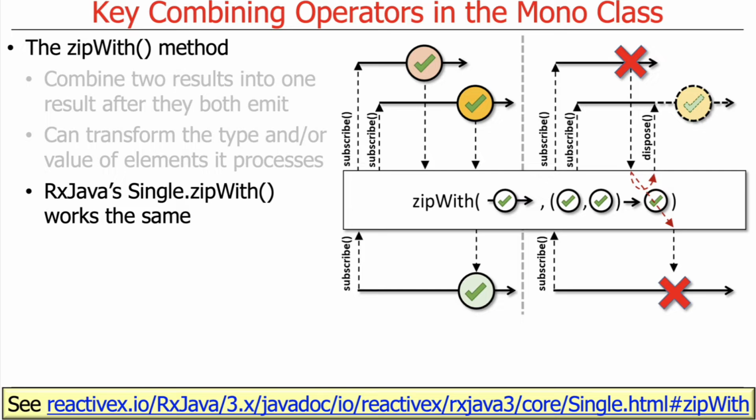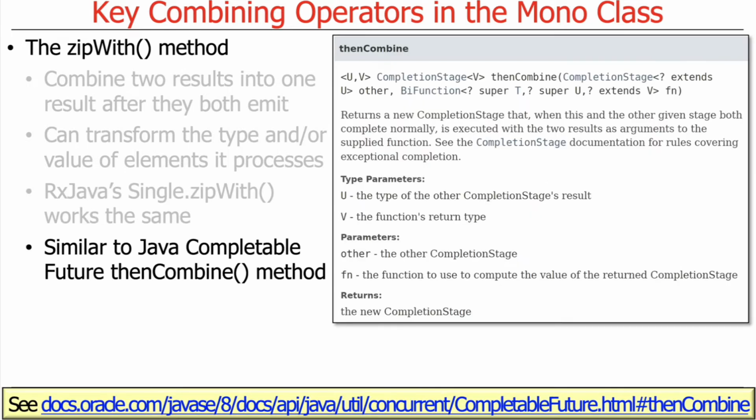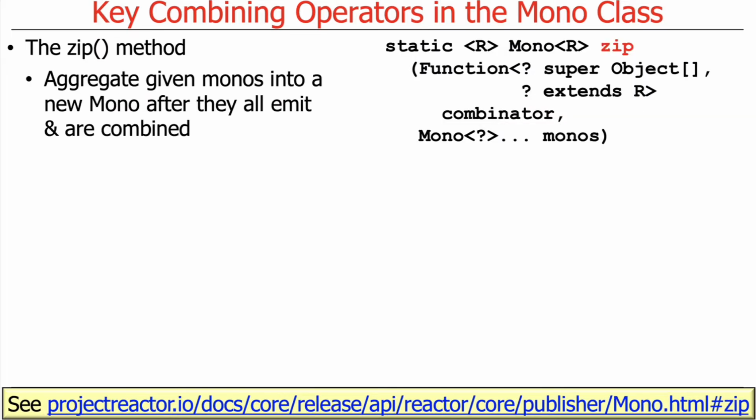There's a zipWith method that's part of the RxJava Single class that works exactly the same way. And this should look very familiar to you because it's basically what we have with Java CompletableFutures' thenCombine method, which you got a chance to use in your assignment number 3 to take the results of counting the number of images that were on a page, and then taking the number of images that were reachable from that page, and then returning the results of adding those two things together.